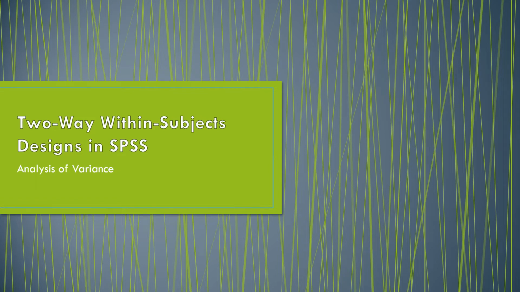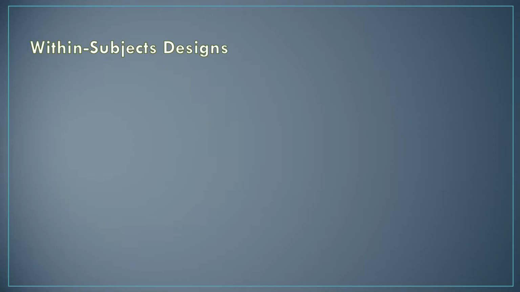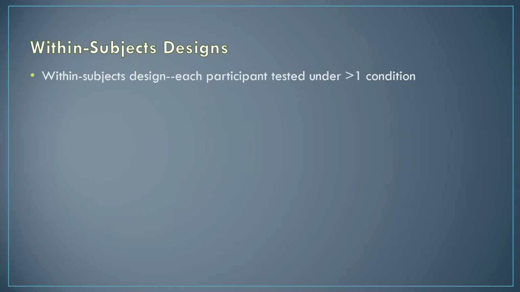This video will discuss how to run a two-way within subjects design in SPSS. Within subjects designs are designs where each participant is tested under multiple conditions. So each level of your independent variable, where your independent variable is what establishes the groups that are being compared when you're doing mean comparisons in ANOVA. But within subjects designs is that every single participant is in every single level of that independent variable.